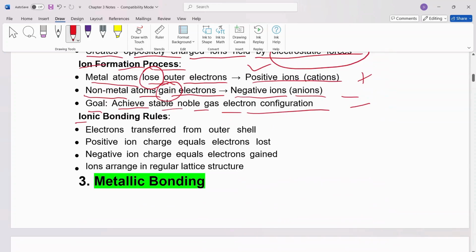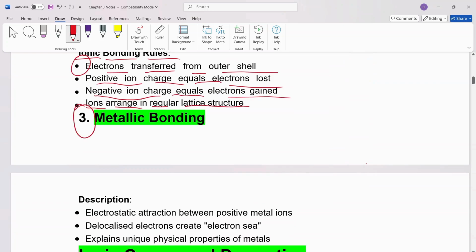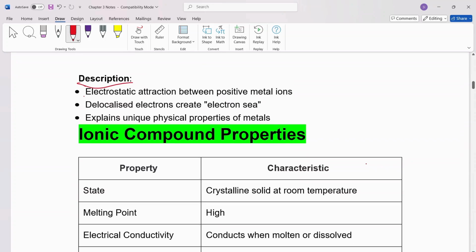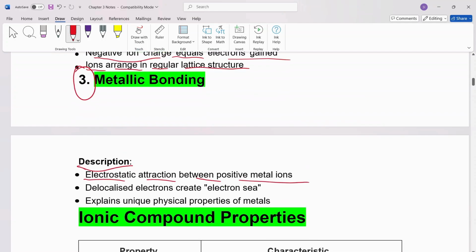Now let's talk about ionic bonding rules. Electrons are transferred from the outer shell. Positive ion charge equals electrons lost and negative ion charge equals electrons gained. Ions are arranged in a regular lattice structure. Now let's talk about metallic bonding. The description is electrostatic attraction between positive metal ions and delocalized electrons, which create an electron sea. It explains the unique physical properties of metals.